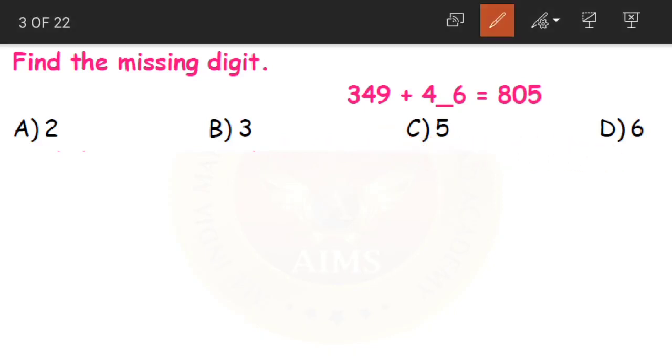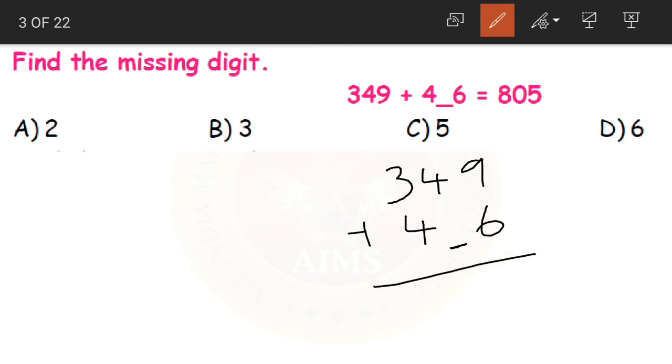See, this question of 349 plus 4, dash, 6 gives us 805. One number is missing here. Now, for these questions, what you should do is first start adding from the ones place as usual. 9 plus 6 gives us what? 9 plus 6 is equals to 15. Yes children, 9 plus 6 is equals to 15.